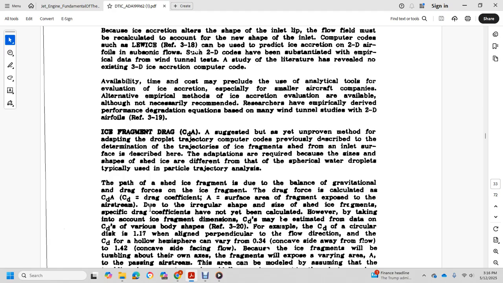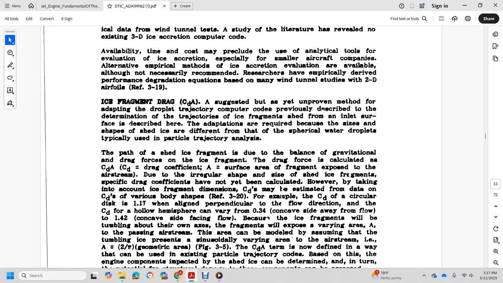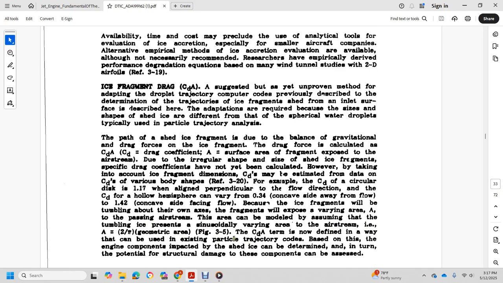For example, the drag coefficient of a circular disc, figure 117, with its line perpendicular to the flow direction. The drag coefficient of a hemisphere varies from 0.34, concave side away from the flow, to 1.42, concave side facing the flow. Because the ice fragments were tumbling about their own axis, the fragment was exposing varying area to the airstream. The air can be modeled assuming the tumbling of the ice presents an ideal varying area to the airstream. The area of the surface fragment exposed to the airstream is equal to 2 times pi of the geometric area, and the drag coefficient and the surface area exposed to the airstream are now defined in a way that can be used in existing particle trajectory codes.